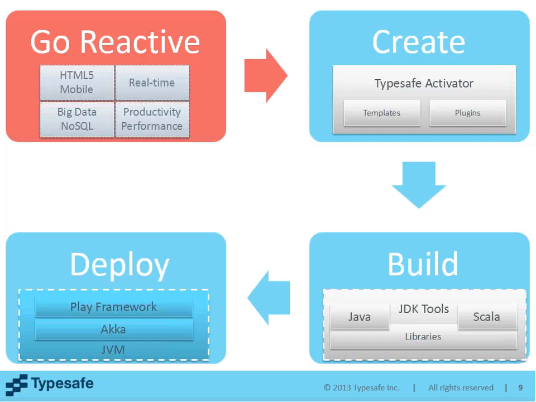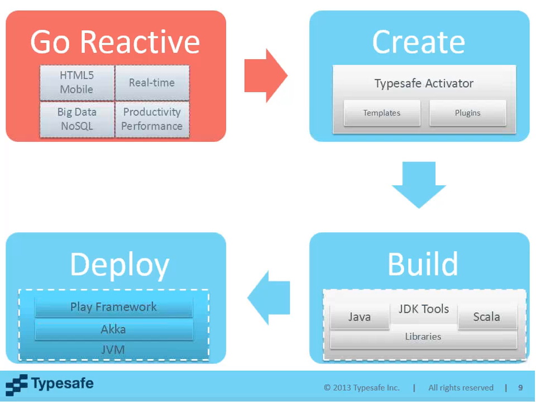So if you want to get started building applications, the path is that you want to go reactive and you want to build HTML5, mobile, real-time, big data, NoSQL. You want better productivity and performance. So there's some kind of driving force for you to want to go reactive. And then you'll create a new application. There's a number of different ways that you could do that, but we've created a tool called Typesafe Activator. It's currently in developer preview. And in Activator, there's a number of template applications that you can use to start learning about Reactive, dive further into each of the technologies in the Typesafe platform. And so we'll use Typesafe Activator today so that you can see how to get started building applications.